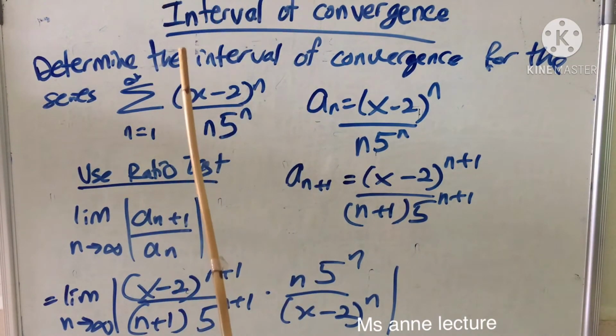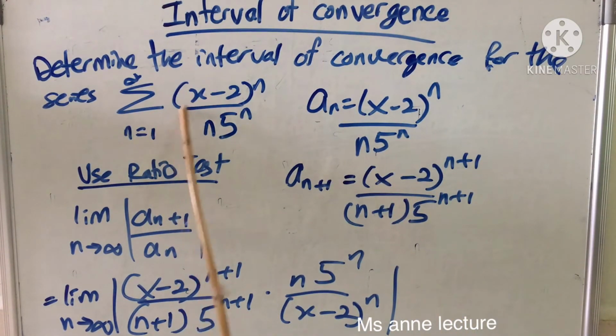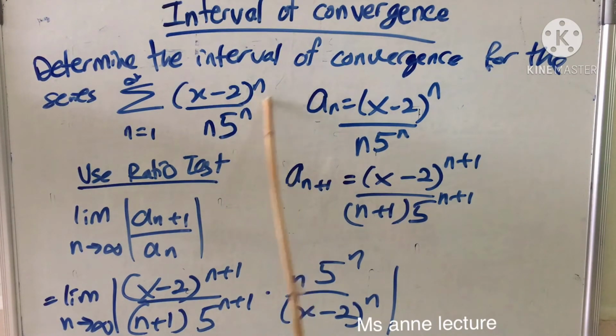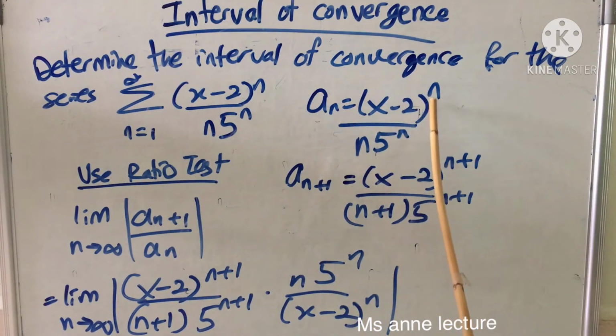So let's say you have a question: determine the interval of convergence for the series where the series is (x minus 2) to the power of n over n multiplied by 5 to the power of n. Since we are now using the ratio test, we have to identify a_n and a_(n+1). Here a_n is the question itself, while a_(n+1) is where you put n to become n plus 1, so n plus 1 here, and then 5 to the power of n plus 1.